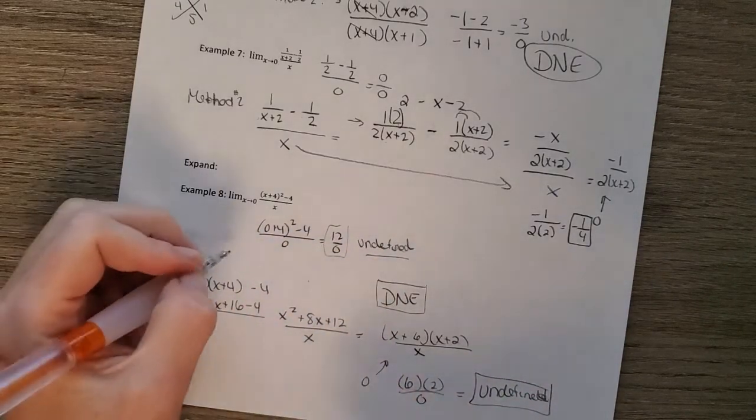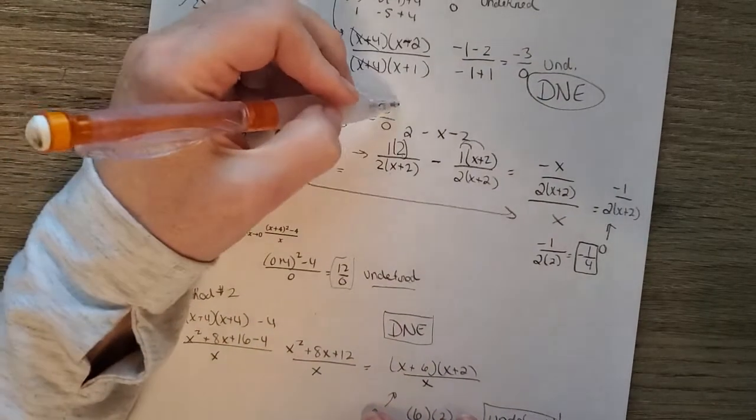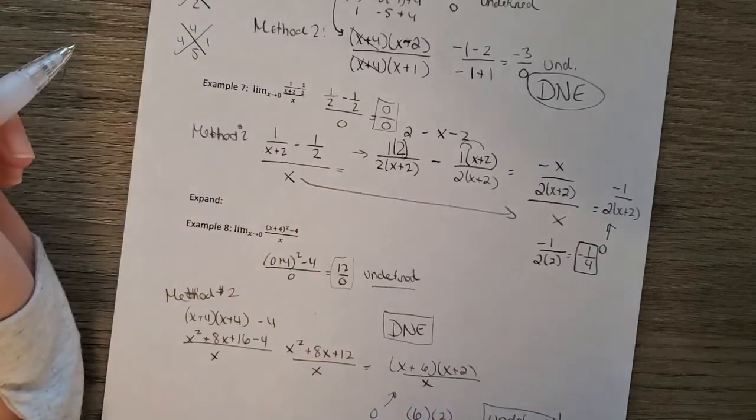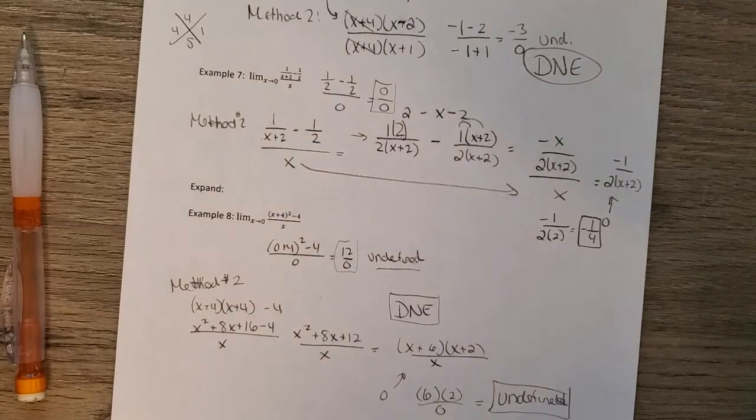Method 2 is not really necessary. You're going to get the same result. If you get 0 over 0, that's when you need to do method 2. And once again, you can check all of these on desmos.com to see if your answer makes sense according to the graph.